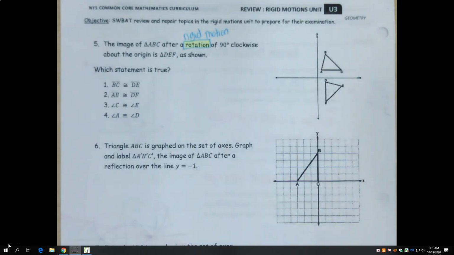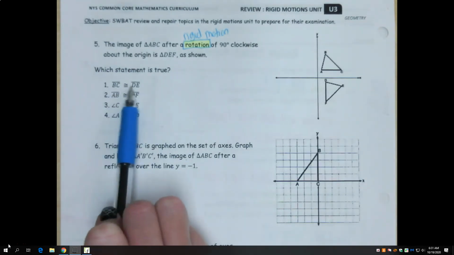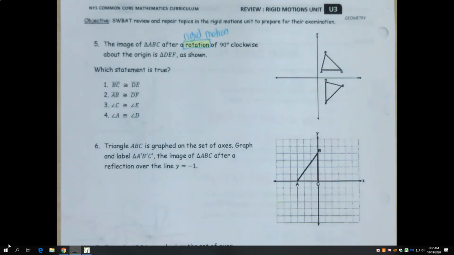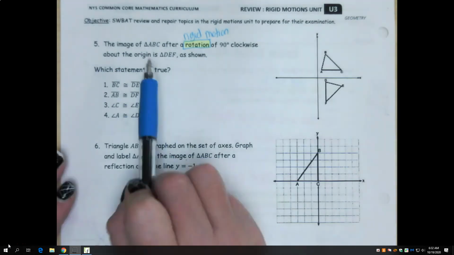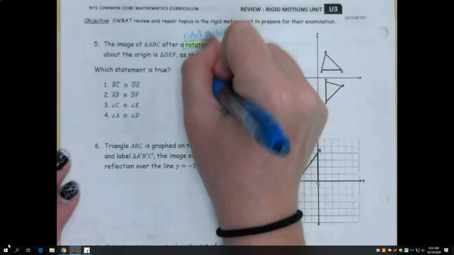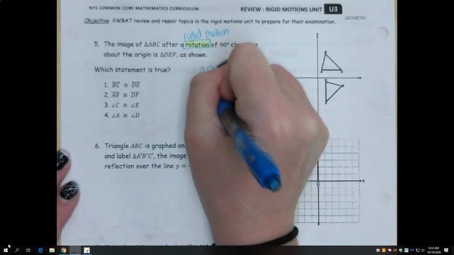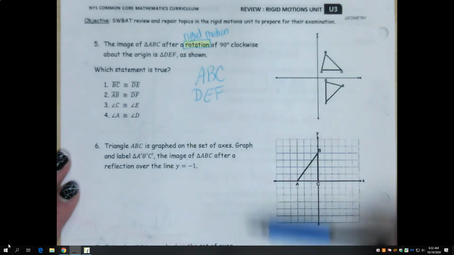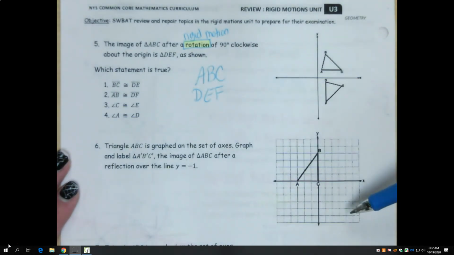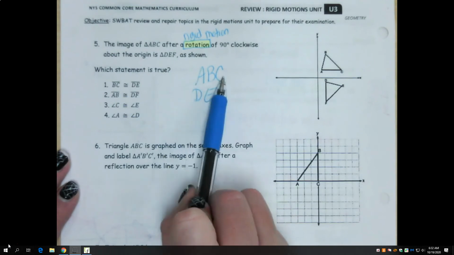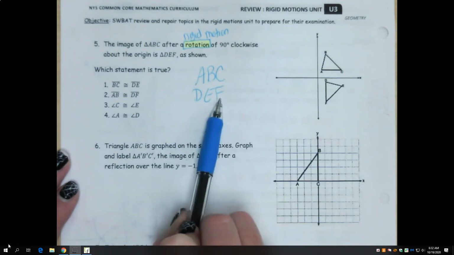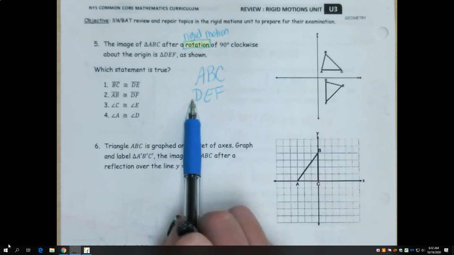So when it says which statement is true, it looks like I'm identifying corresponding parts in both triangles. And when I'm looking for corresponding parts, you guys learned a really quick trick. You just stack the letters. So I'm going to follow the order of this triangle, which is A, B, C, and then I'm going to follow the order of the next triangle, D, E, F. And now it becomes very clear that angle A and D correspond. Same thing, line segment AC and line segment DF correspond. First and last, first and last.